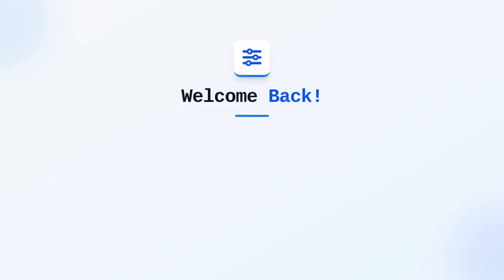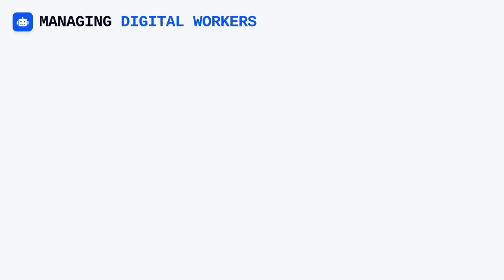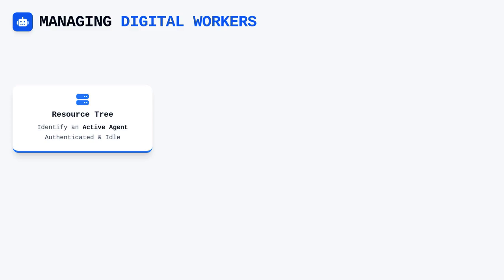Welcome back. In this lecture, we will explore the practical aspects of manually controlling process sessions within the control room environment. Managing digital workers requires a nuanced understanding of how to bridge the gap between static process definitions and active runtime execution. When you operate within the control room, your primary interface for manual intervention is the resource tree and the session management pane. You typically initiate a process by identifying an available runtime resource, which appears in the list if the Blue Prism Automate agent is running and successfully authenticated against the application server.